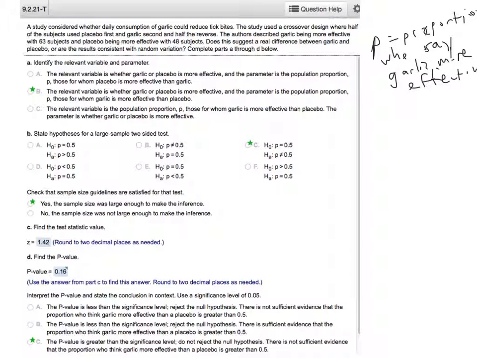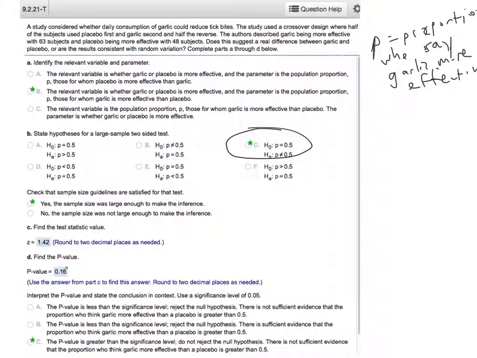It asks, does this suggest a difference between garlic and placebo? That's not saying, does it suggest the garlic is greater than the placebo or the other way around. It just says, is there a difference? So when it talks about a difference rather than one being bigger or smaller, that's when we want to use not equal to as our alternative. So of these answers, obviously only A, E, and C could possibly be right because our null hypothesis has to be equals, and then the alternative is just not equals because all they're asking is whether there is a difference between the two. Okay, so these are our hypotheses.